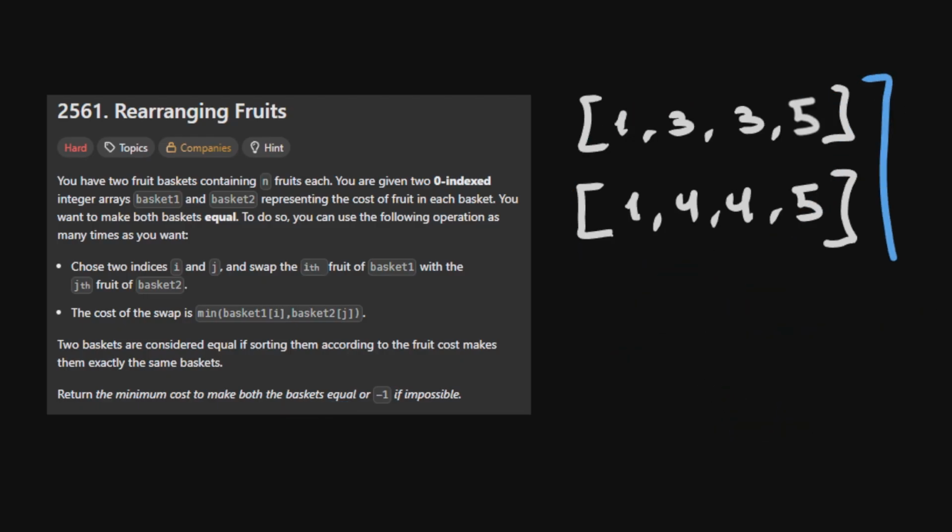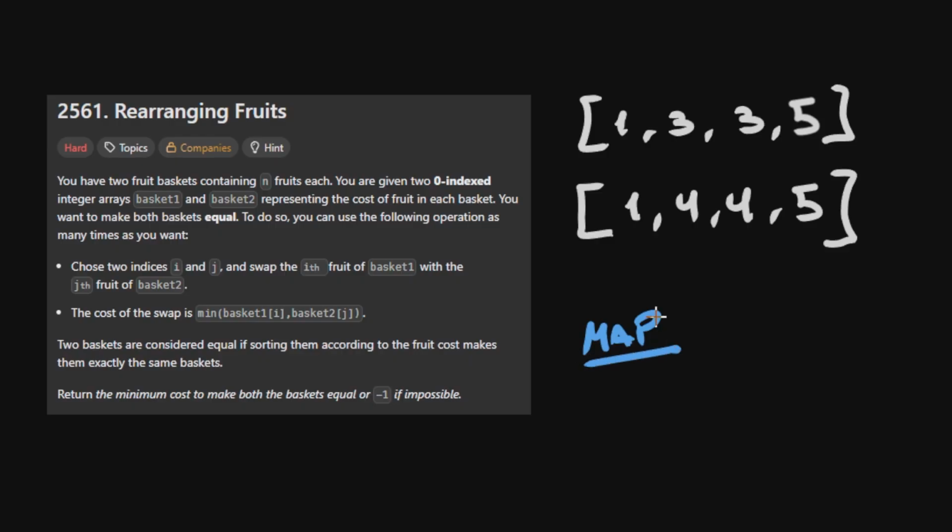So now let's say we have these baskets and we are creating a frequency map, and we are storing the count for each element in the form of delta. This means we are adding counts in the first basket and we are subtracting counts in the second basket. This is how we can get the difference for every element, and this is how we know which are the elements we need to swap.